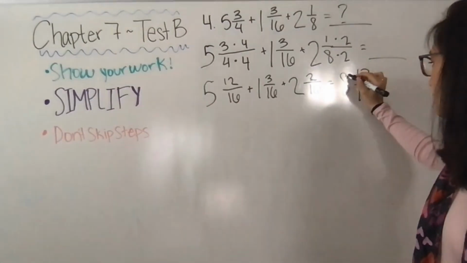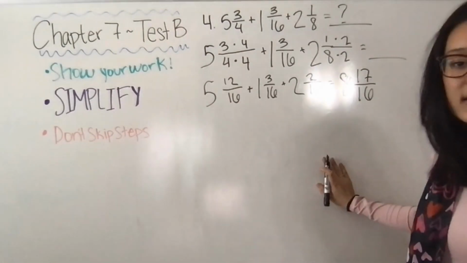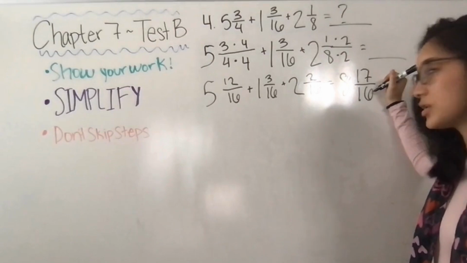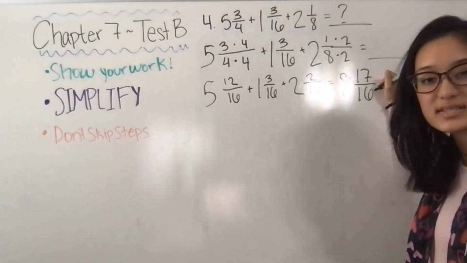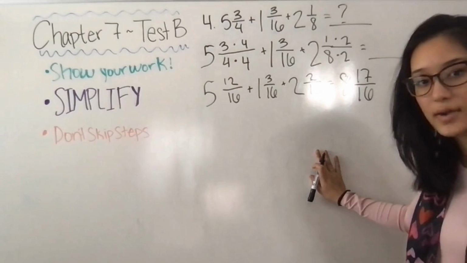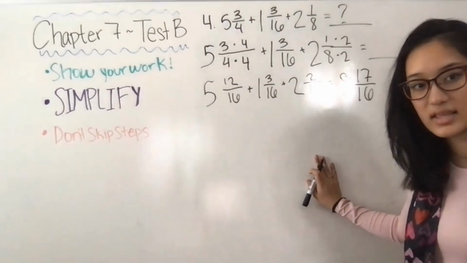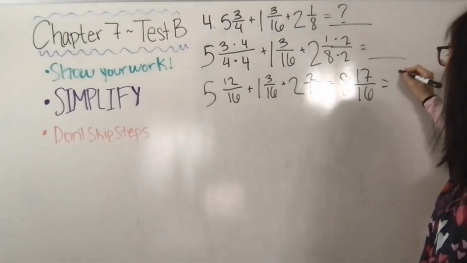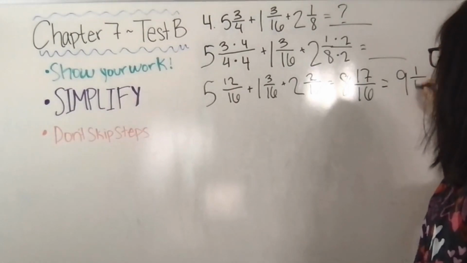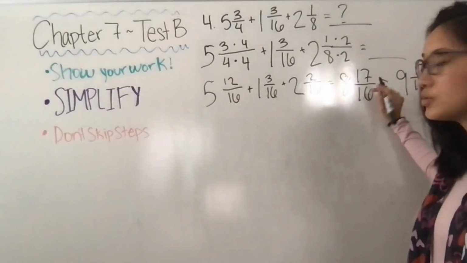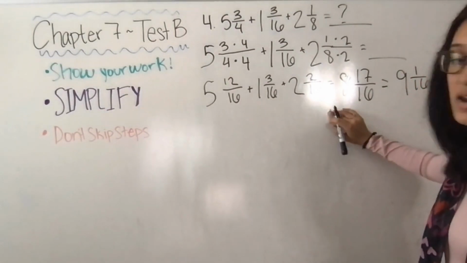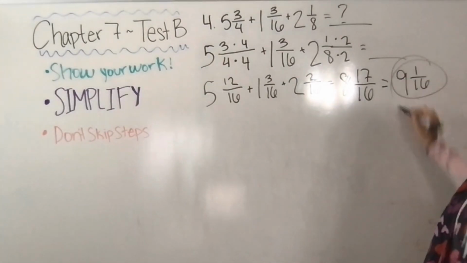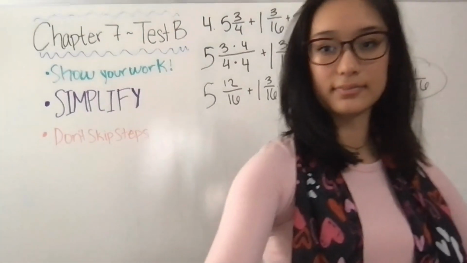Is 8 and 17/16 your answer? No. What is this really? How many times does 16 go into 17? 1. You know that 16/16 is one whole number. So this is really 9 and 1/16, because when you divide, you have one remainder. And 9 and 1/16 was one of your choice answers. So your final answer is 9 and 1/16.